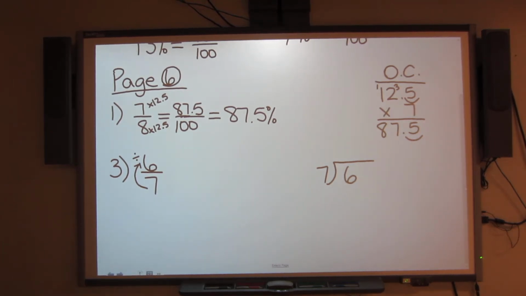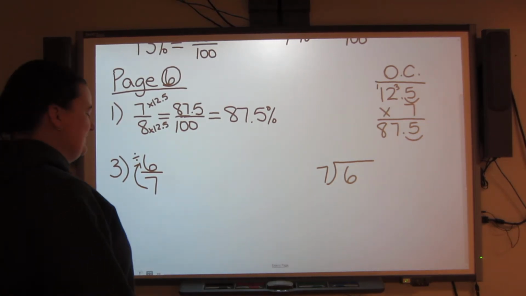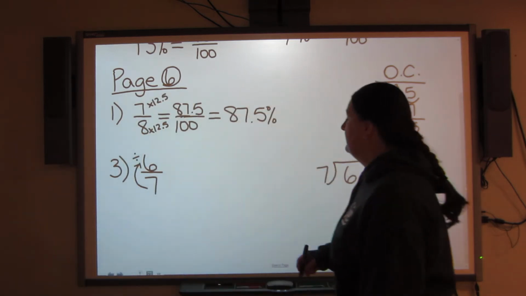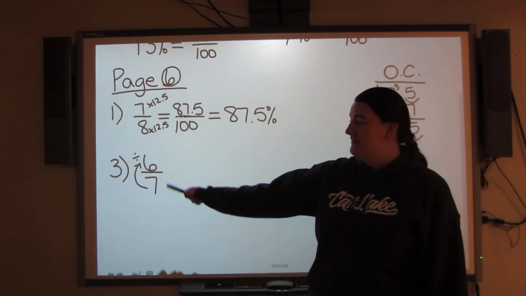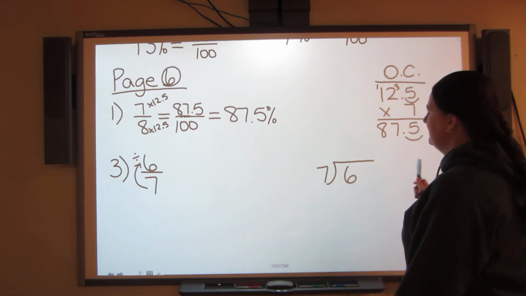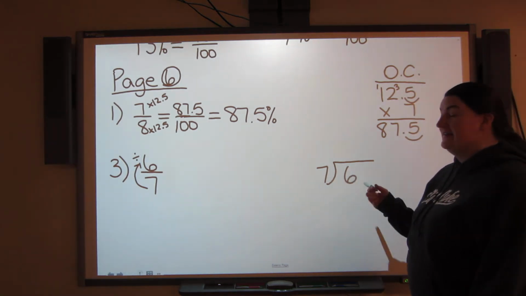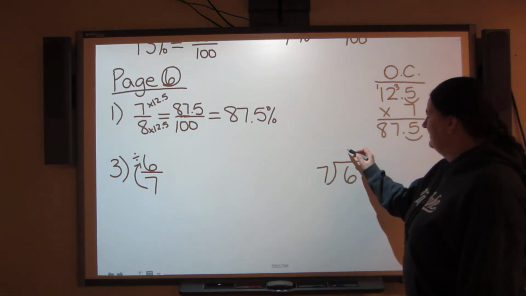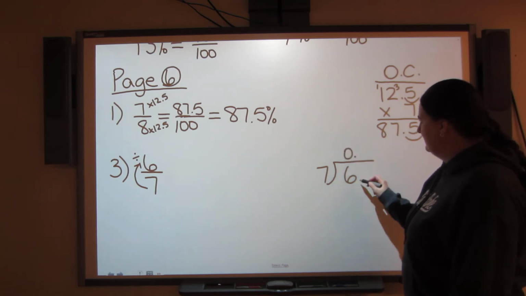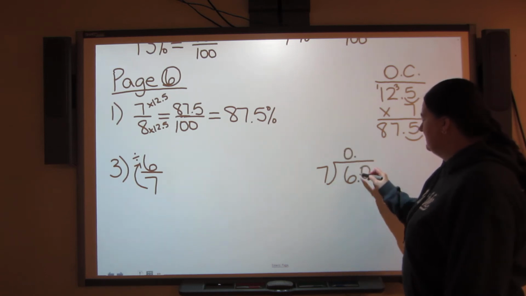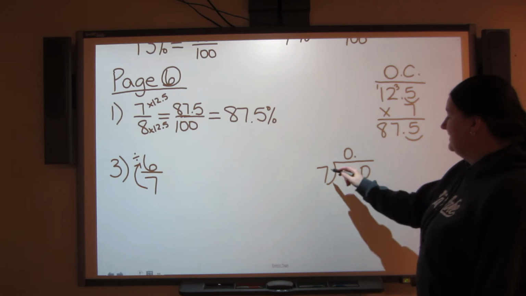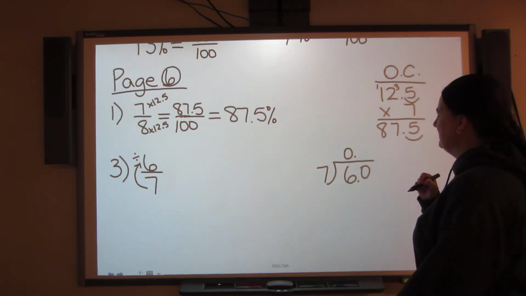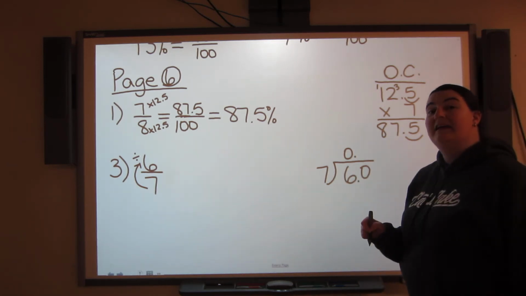All right, so we're going to finish up number 3 on page 6, where we are taking the 7 and we're dividing it into the 6. So 7 goes into 6. Well, you can't. You can't do 7 into 6, so you have to do 0, decimal, decimal, 0. Now, 7 into 60, that you can do. 7 can go into 60 8 times.